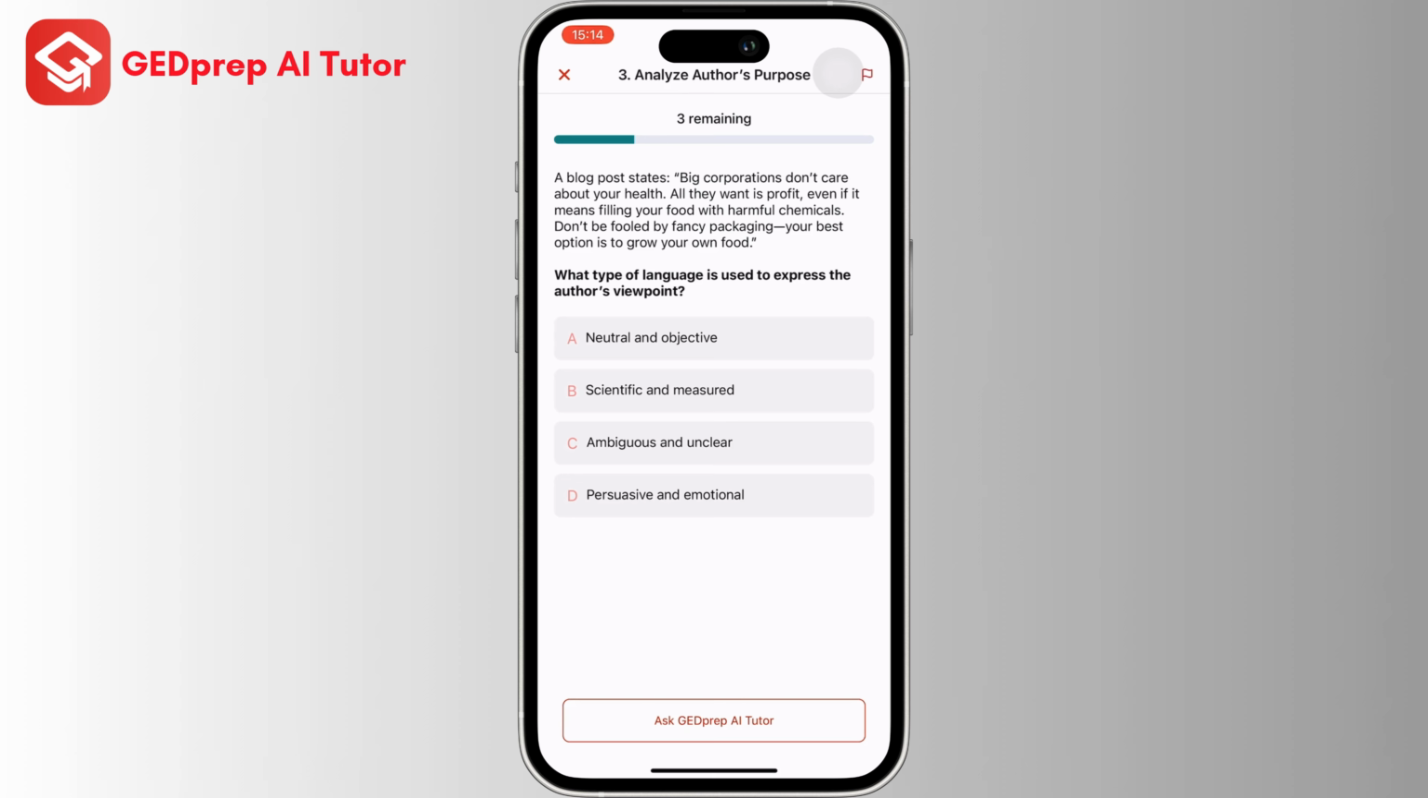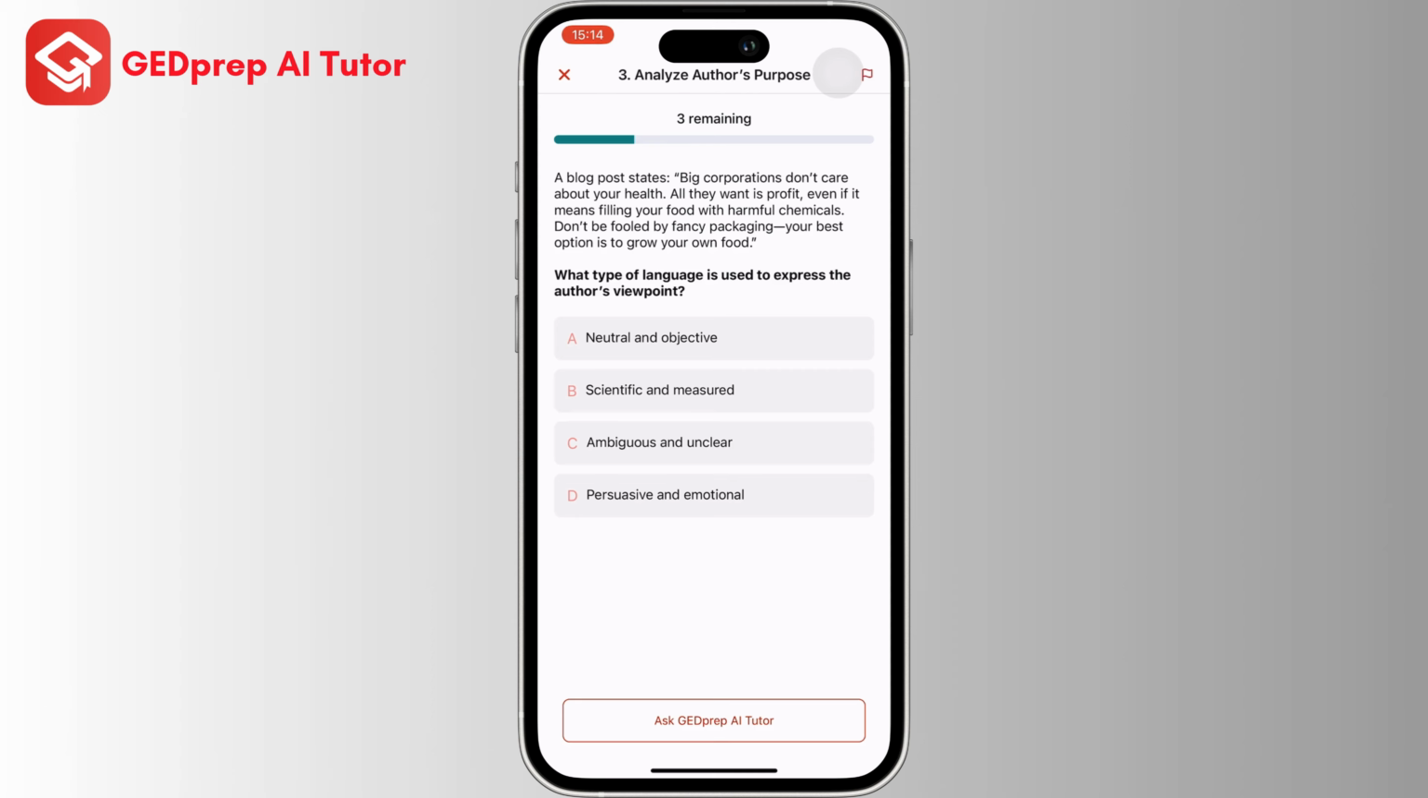Question 2. A blog post states, "Big corporations don't care about your health. All they want is profit, even if it means filling your food with harmful chemicals. Don't be fooled by fancy packaging. Your best option is to grow your own food." What type of language is used to express the author's viewpoint? Option 1. Neutral and objective. Option 2. Scientific and measured. Option 3. Ambiguous and unclear. Option 4. Persuasive and emotional.